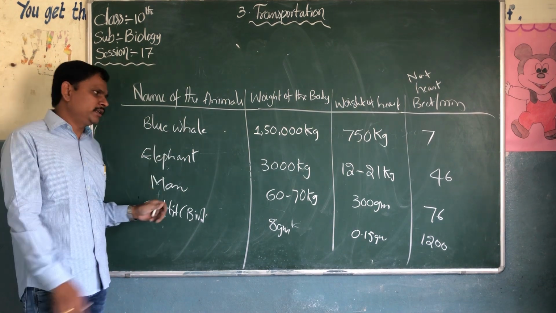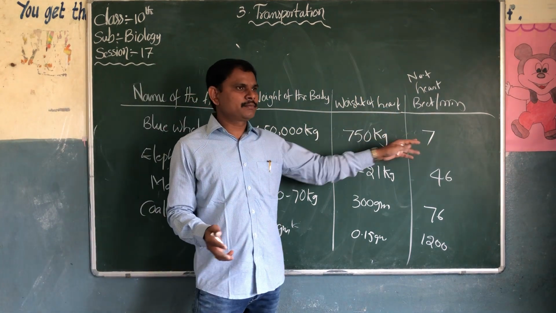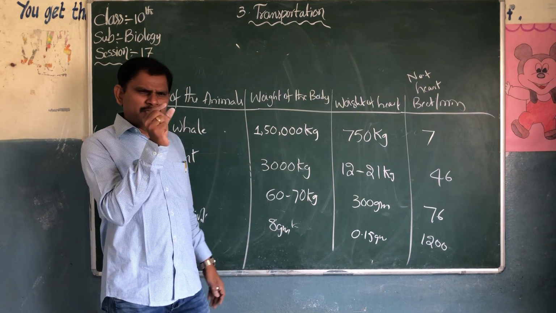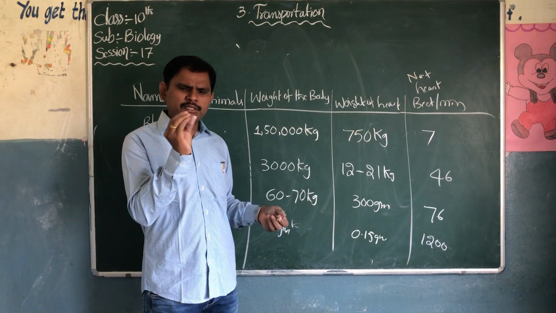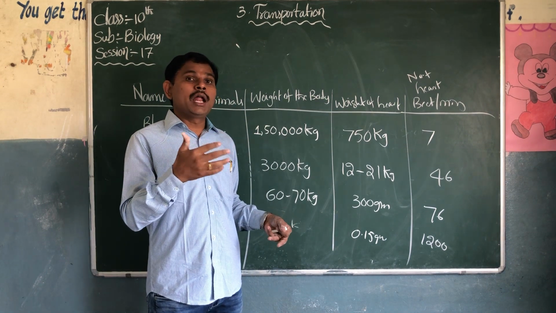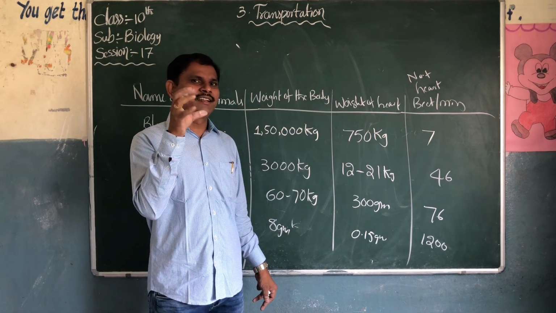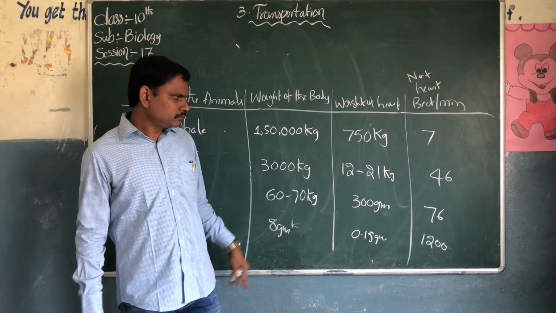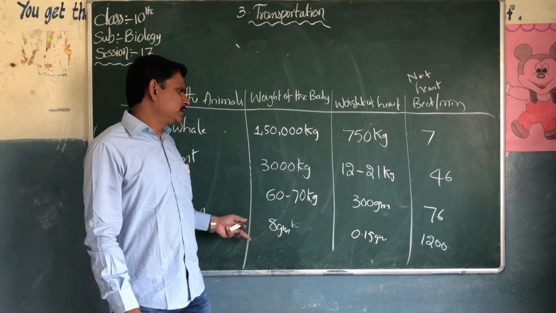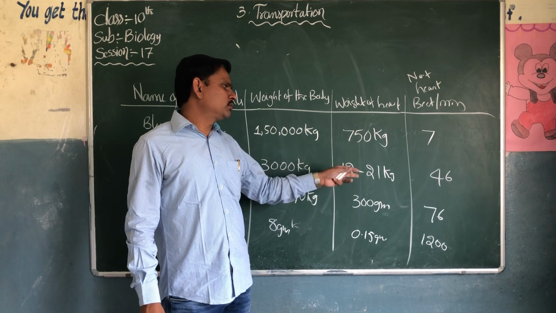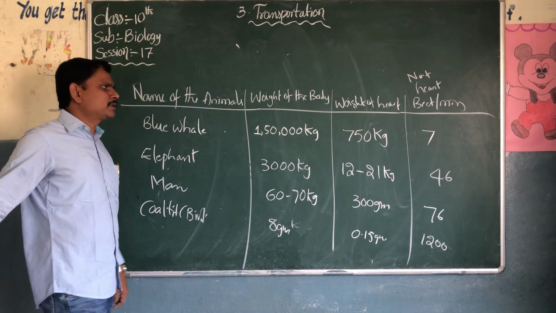What do we learn here? If the heart weight is more, the heartbeat is very low. The heart is very small, 0.15 grams, so its volume is very small, but the heartbeat rate is 1200 per minute. Very fast. Even we cannot imagine the heartbeat rate in hummingbirds. We can listen to our heartbeat rate, 76 per minute, in our hands. But in the elephant, with a 12 to 21 kg heart, it is 46 per minute.